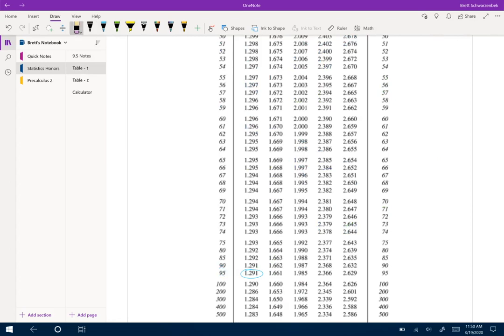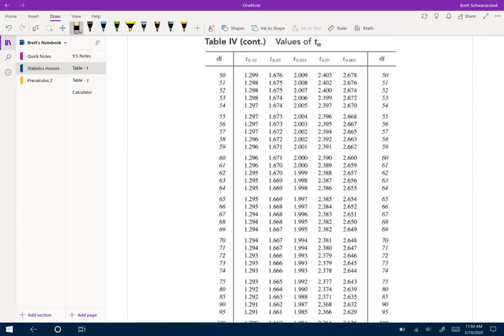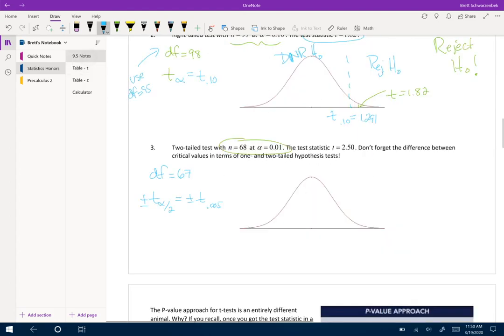So let's get rid of this so we have no confusion. Okay, we're back to here. We're looking at 67 and t sub 0.005. If you look really closely and make the connection this way and this way, we're going to find that 2.651 will be our critical value. So we're going to go over to our chart here. We're going to have negative 2.651 and positive 2.651. These are going to be our barriers for our values. So this is negative t sub 0.005, and this is positive t sub 0.005.